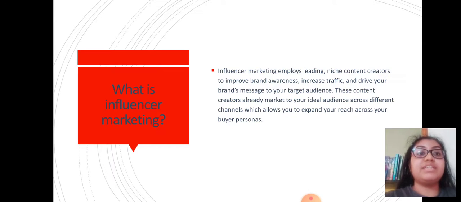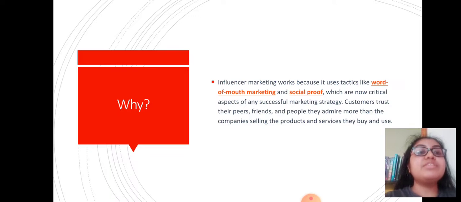These content creators already market to your ideal audience across different channels. Okay, so they market to your target audience across different channels, and hence it allows you to expand your reach across your buyer personas. Is it clear? Now, going to the next slide, influencer marketing includes approaching influencers.